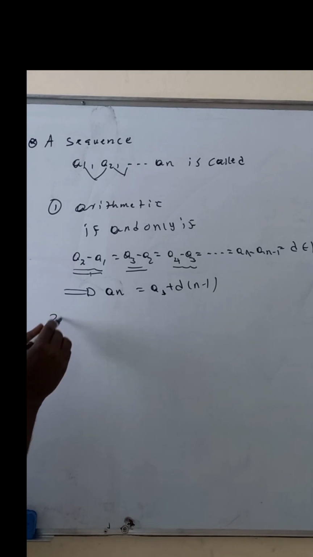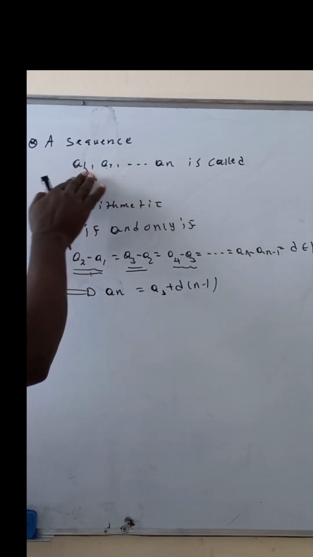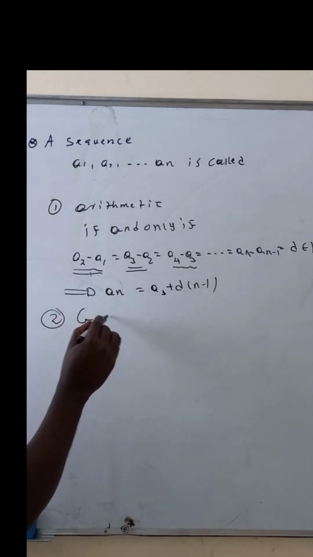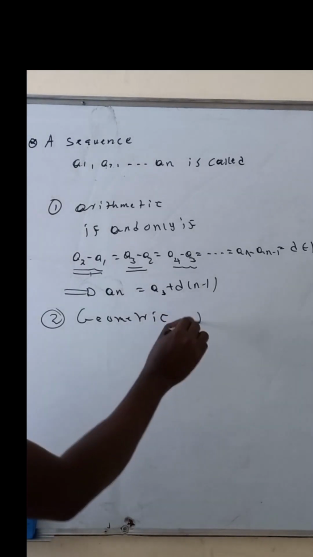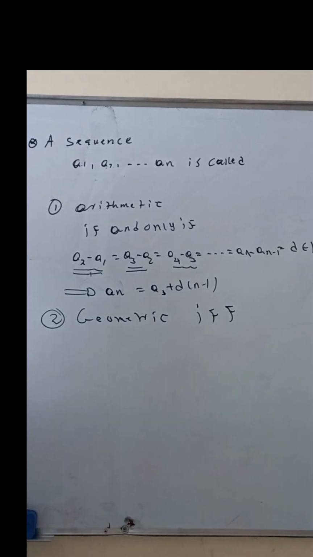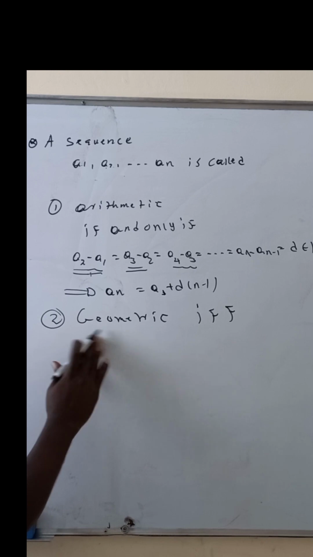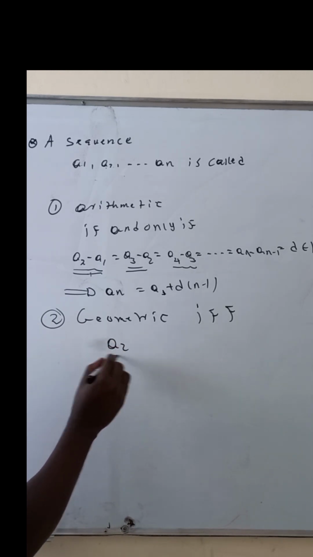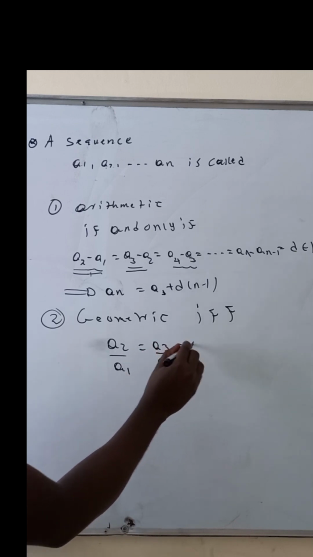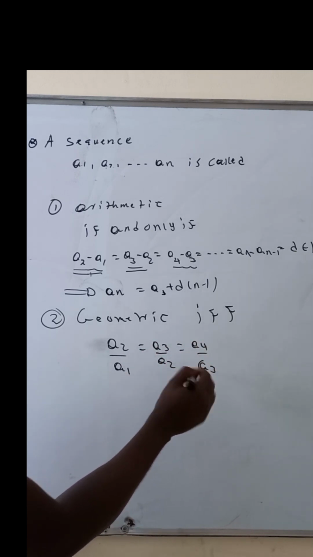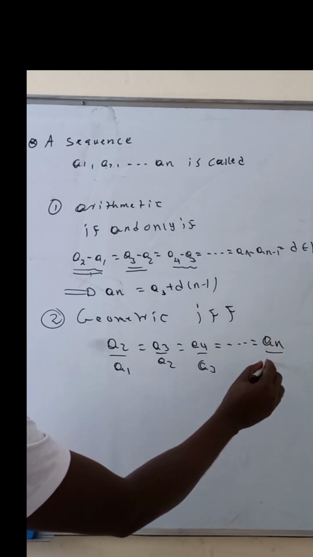So when you come to the second definition, this arbitrary sequence is going to be geometric. When you say this sequence is geometric, it is a geometric sequence, again if and only if the common ratio between terms is the same. The common ratio between terms means when we divide A2 by A1, A3 by its preceding term A2, A4 by A3, and so on, up to AN over A(N minus 1).